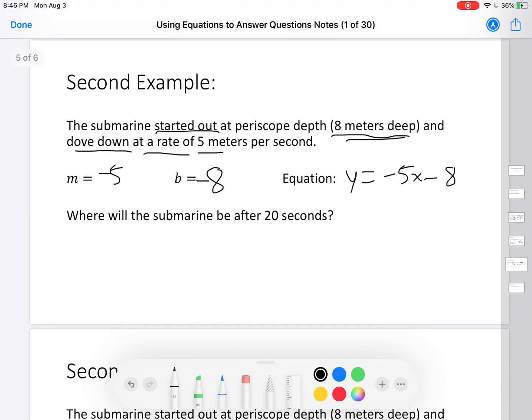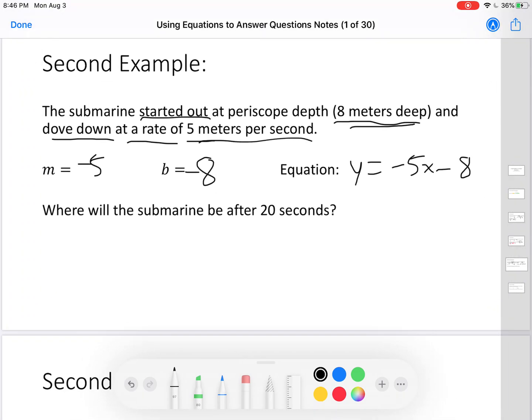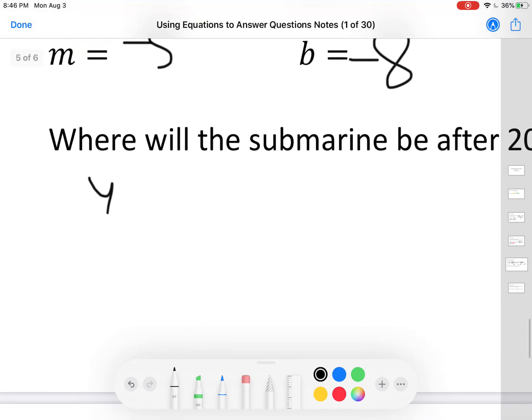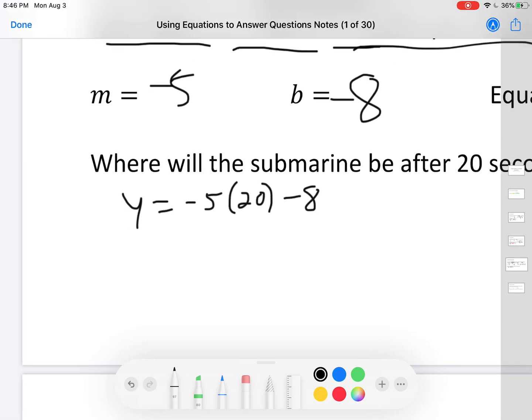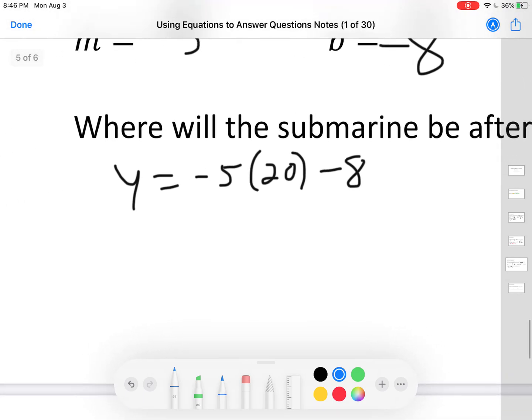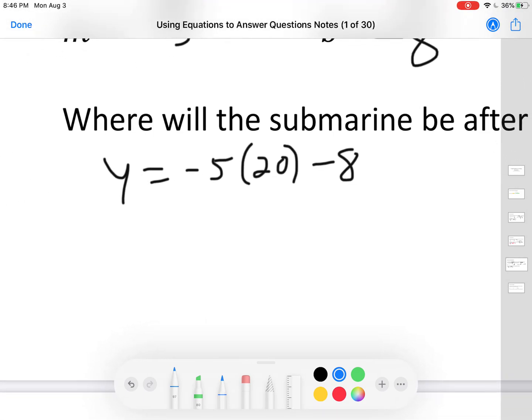Well, x must be seconds because it's 5 meters per second, so we'll replace the x with 20. So y equals negative 5 times 20 minus 8. Everything is the same as the equation, but the x turns into a 20. This, we just have to evaluate. We don't have to solve because y is already by itself here. We don't need to figure out what y is equal to. Y is equal to this. We just need to find out what this is.